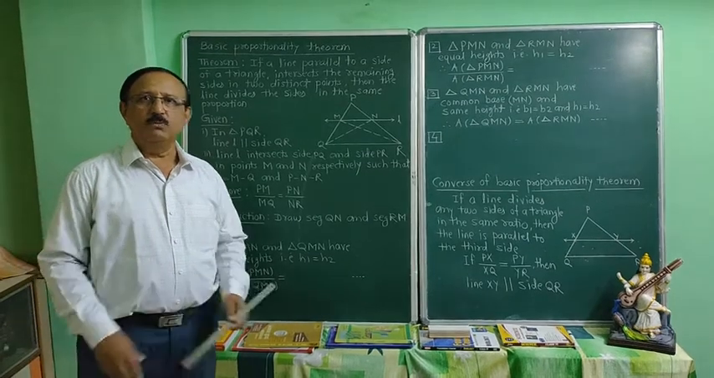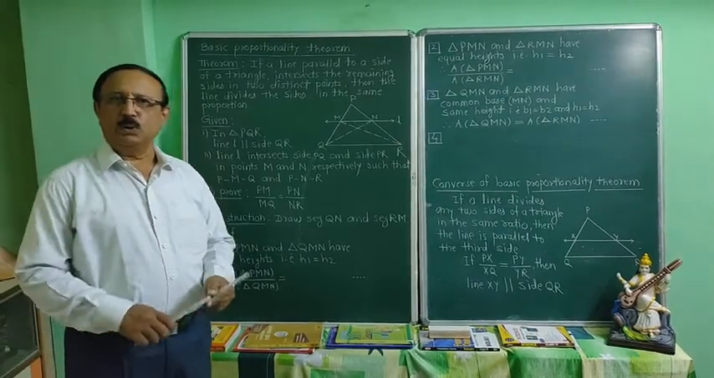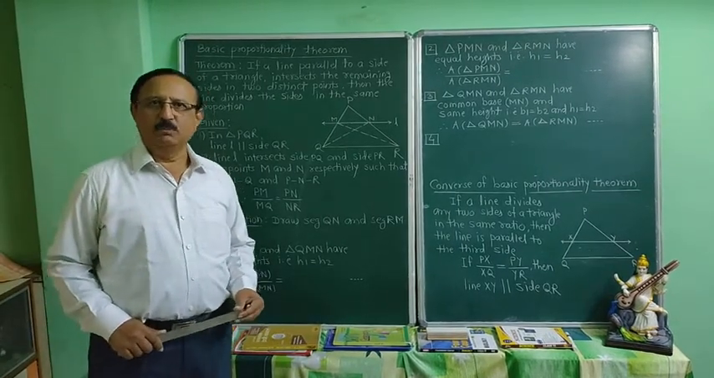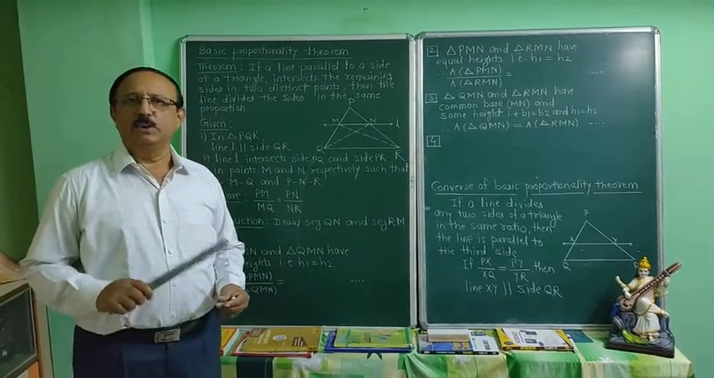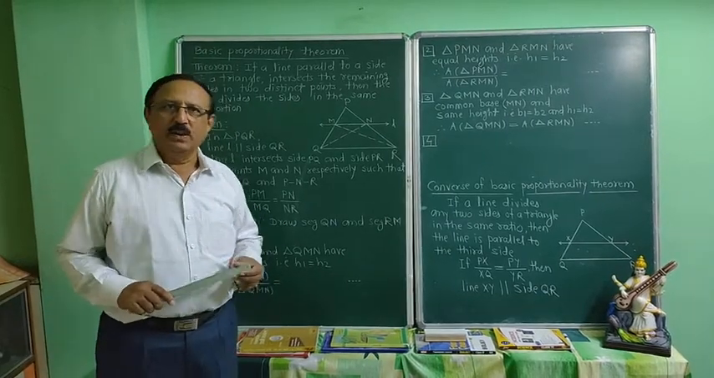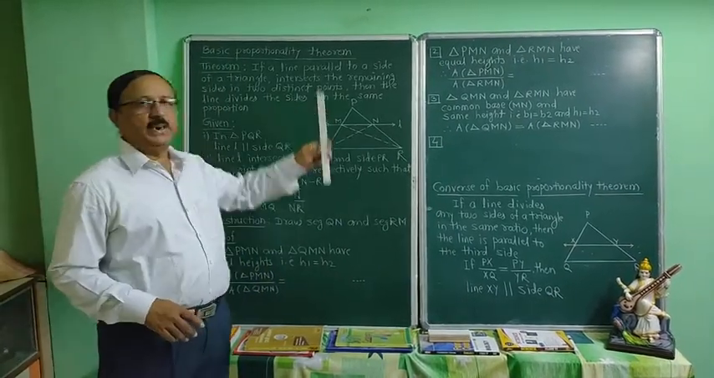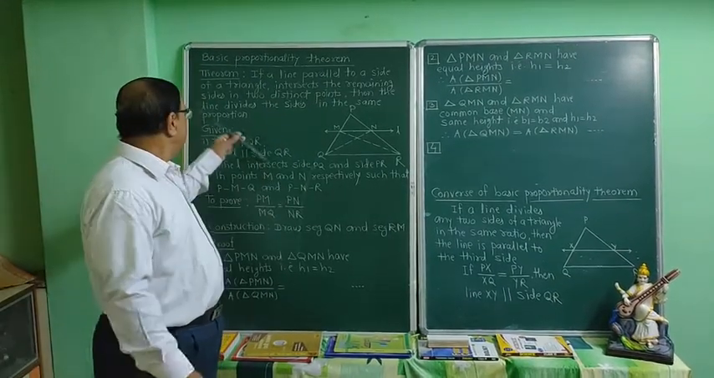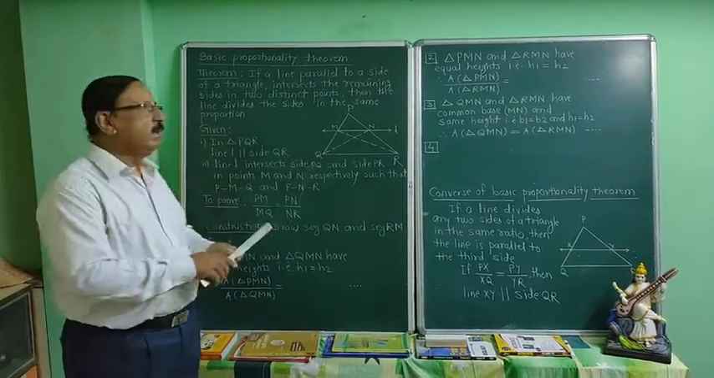In the last session, we completed practice set 1.1. Now we are going to prove a theorem. The name of that theorem is basic proportionality theorem, and the short form of that theorem is BPT. Then what is the statement of the theorem?